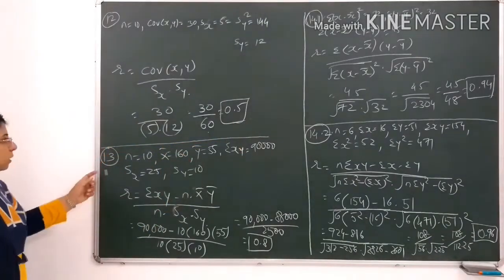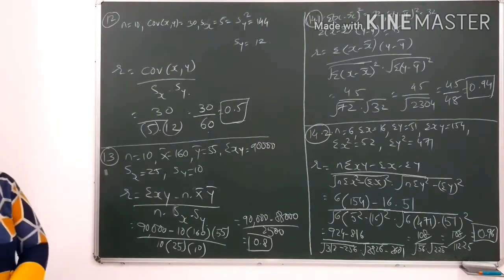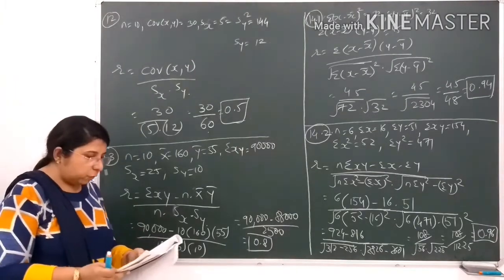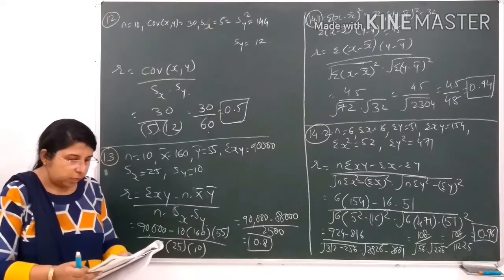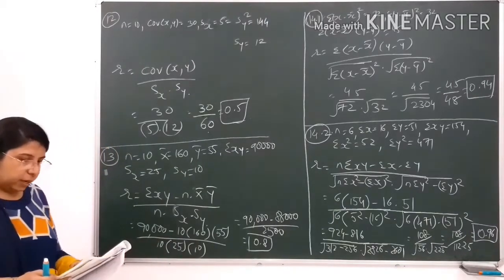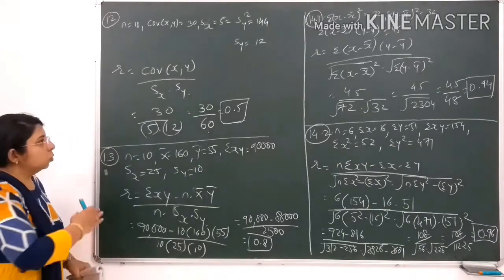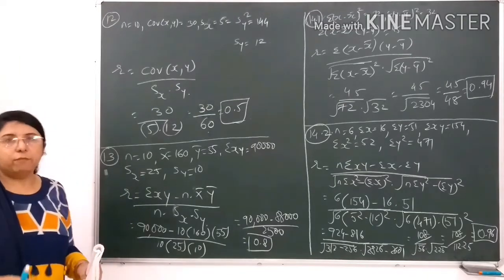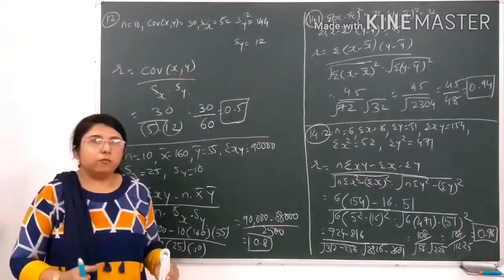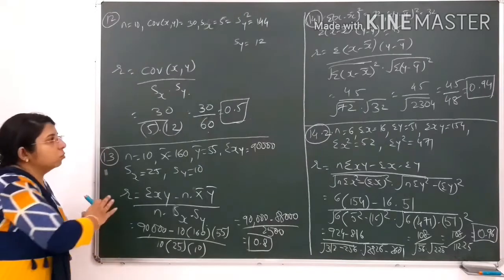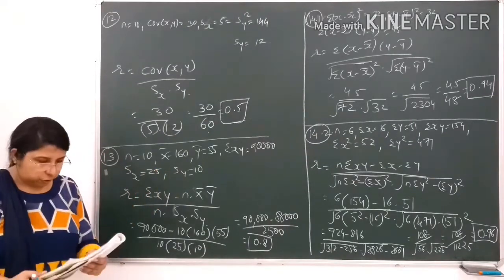Now the next sum, that is the 13th sum. First of all, I am reading question number 13. The following information is obtained regarding the height, that is x, and weight, that is y. Here also the data has been given ready-made to you. You don't have to calculate the value of x bar, y bar, sigma xy. It has already been given in the question.